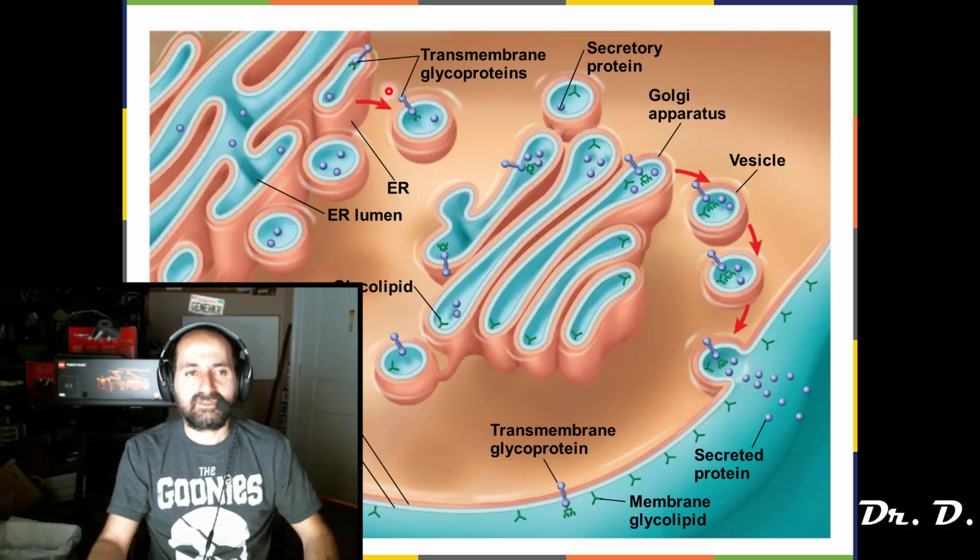Those proteins then leave the rough ER through transport vesicles. Those transport vesicles fuse with the cis face of the Golgi apparatus. And then those transmembrane proteins are modified as they make their way to the trans face. So they dock at the cis face of the Golgi apparatus, and then they make their way to the trans face of the Golgi apparatus.